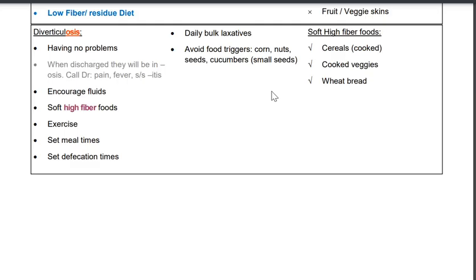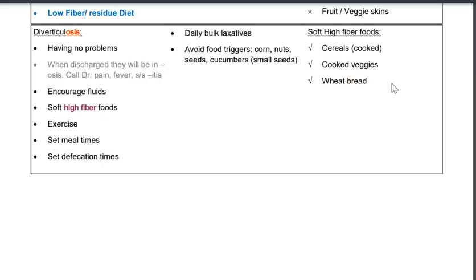And so the corn can get stuck inside the pocket. A nut, a seed, a cucumber has little small seeds, believe it or not. That's something you wouldn't think of. A strawberry on the outer part of the skin, we never give it a second thought if we eat a strawberry. But if you have diverticular disease, you're going to give it a thought. And so when you have just the pocket, you go high fiber and look at some soft, high fiber foods.